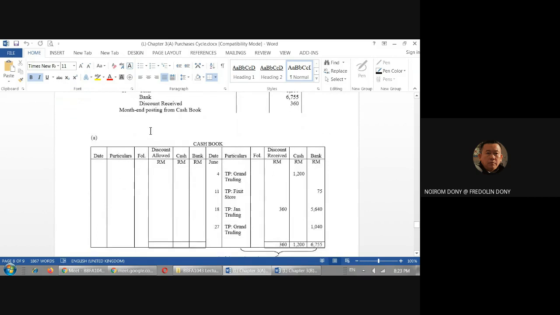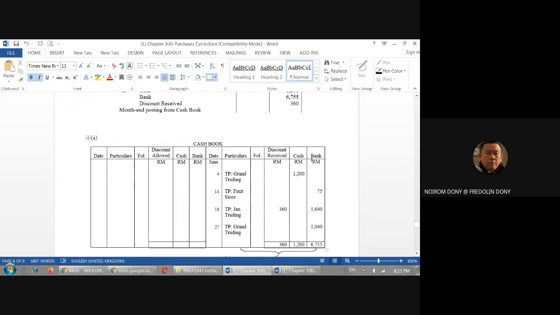Open up a prime entry, or record the above transactions into the prime entry. So we have determined the prime entry will be the cash book. And remember, we are using a 3-column cash book. So this is the debit column: we have discount allowed, cash column, and bank column. And this is the credit column: we have discount received, cash, and bank column.